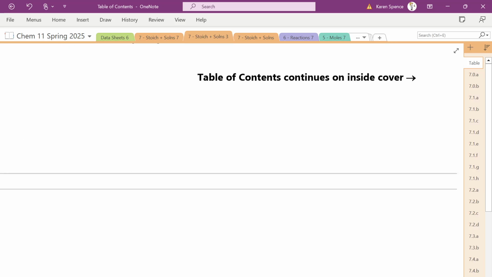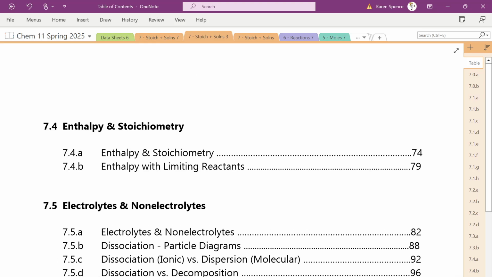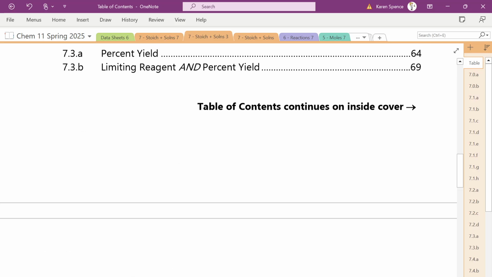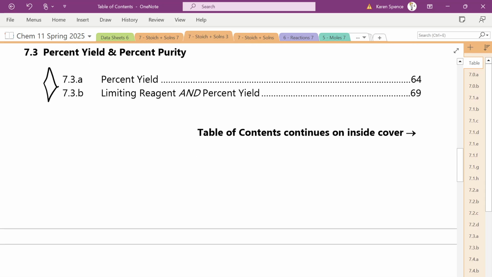Okay? So we're skipping percent yield and percent purity. I will, if we have time, maybe next week, Thursday, Friday, whatever, I'll teach you that. But you will survive Chemistry 12 without it. Enthalpy and stoichiometry, if you want to, you can do this as an enriched kind of thing. In fact, if you wanted to do percent yield as an enriched thing, you could. I'll have an enthalpy thing and a percent yield thing. They're just optional though.